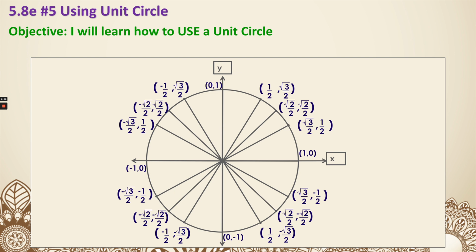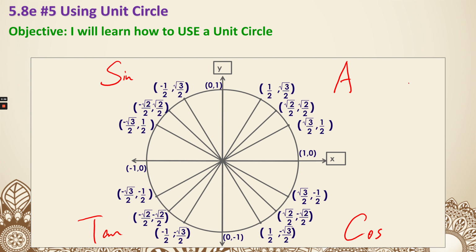But something else we also want to emphasize is in the first quadrant, everything is positive. Second quadrant, sine is positive. Third quadrant, tangent is positive. And fourth quadrant, cosine is positive.